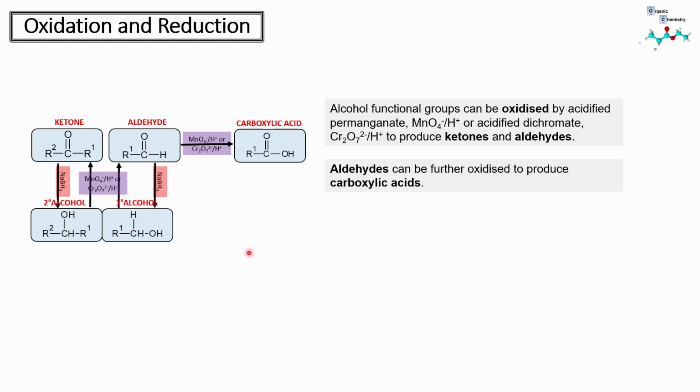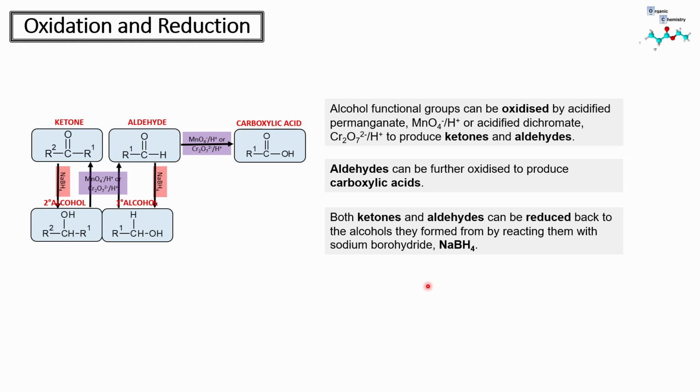So we're going to look at examples of these so we're familiar with those. And remember, we're using sodium borohydride. So when you're looking at these molecules and reaction schemes, we will be looking for MnO4 minus/H plus or Cr2O7 2 minus/H plus to recognize that oxidation is happening, or NaBH4 to recognize that reduction is happening.